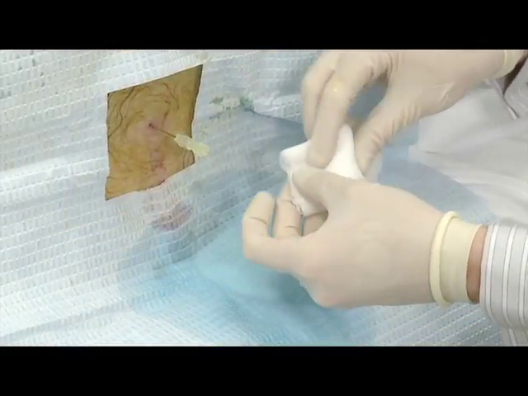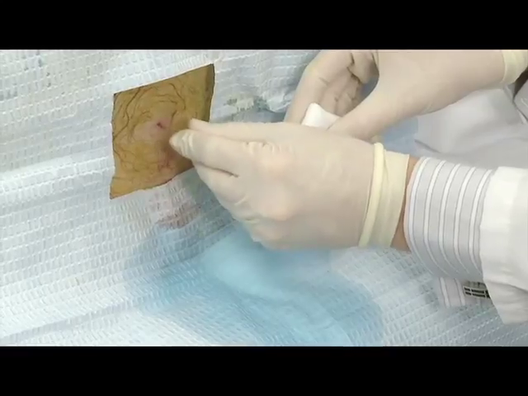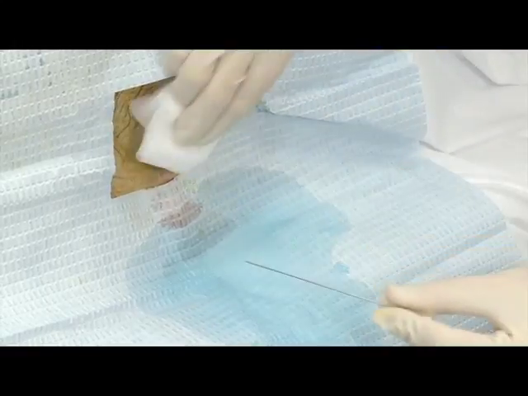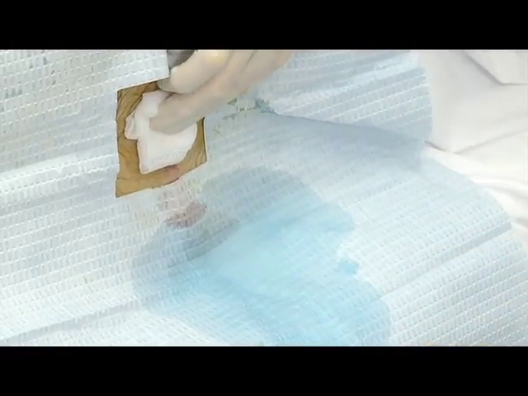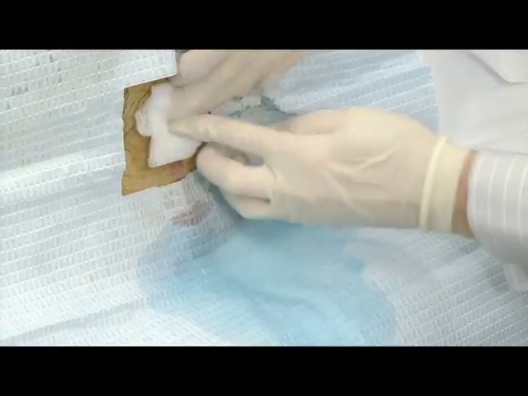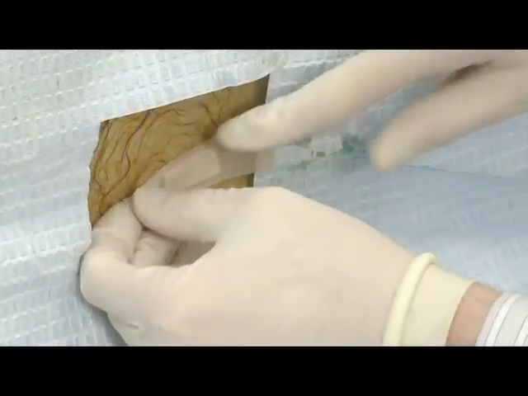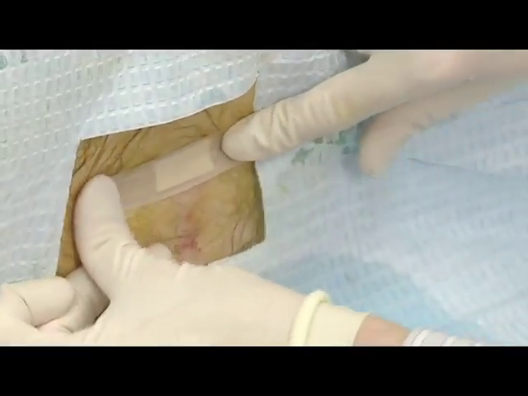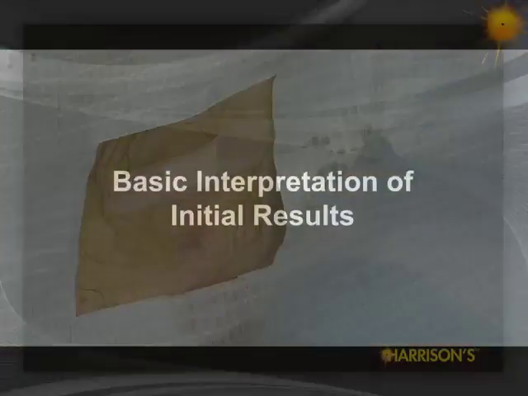Once you collect an adequate specimen, replace the stylet and withdraw the needle. Hold pressure with a piece of gauze for a minute, longer if there is any bleeding at the insertion site. Apply an adhesive bandage and clean the antiseptic off the patient's back.